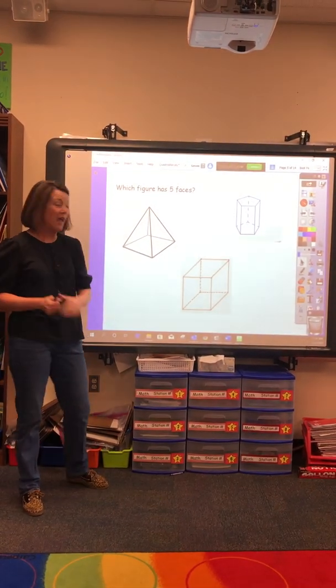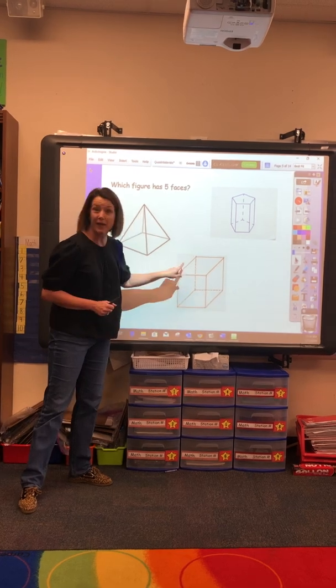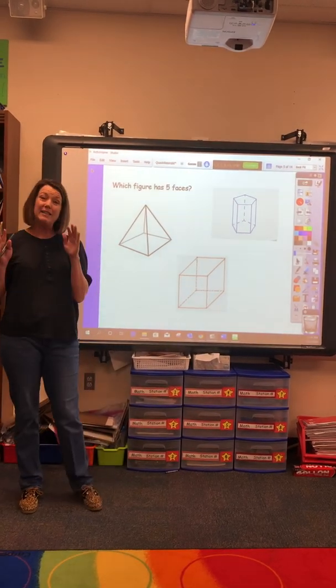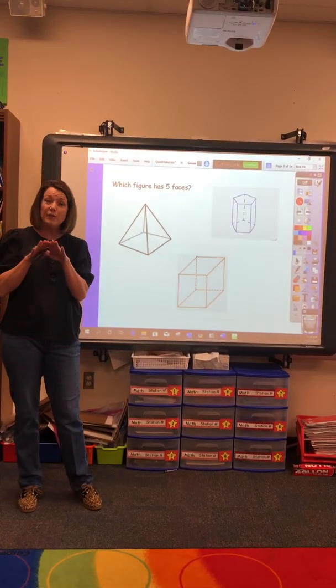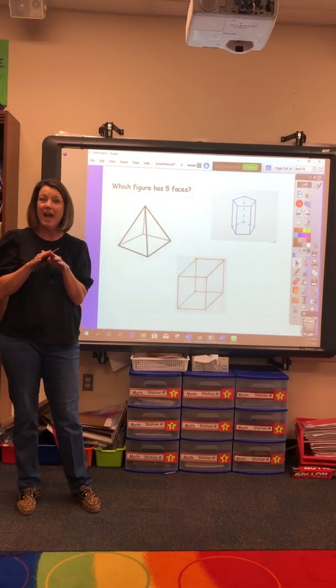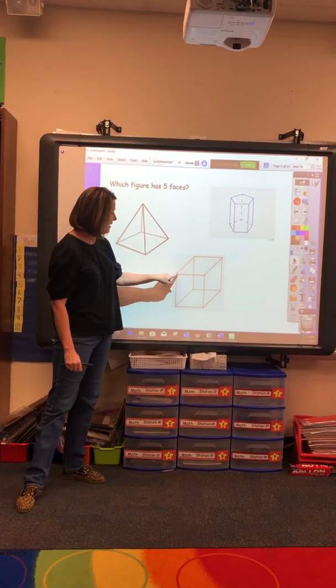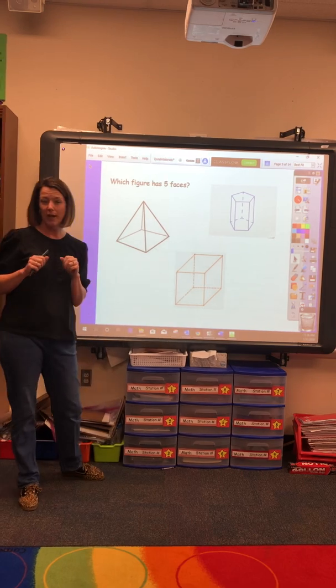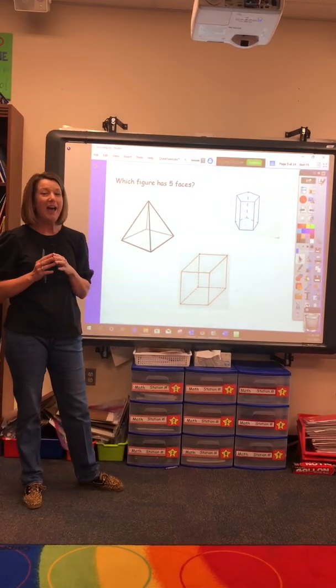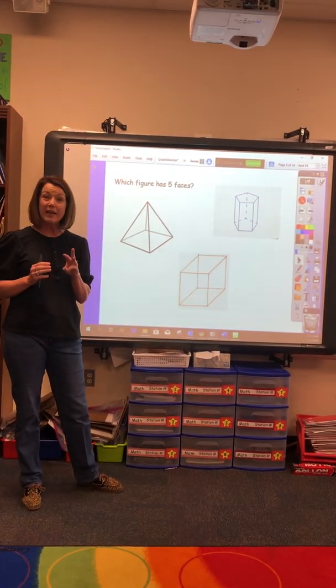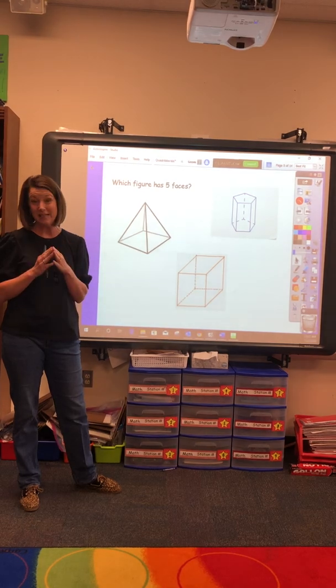Then they need to know the edge. That would be the lines. But by definition, an edge is where two faces meet. And then a vertice, which would be the points or the corners. But by definition, a vertice is where three or more edges meet.